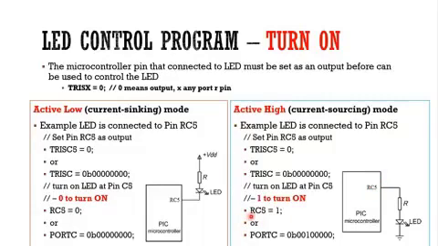Either we go individual bit or we write the whole port C, but this one only refers to bit number 5. Or we can use RC5 equal to 1. So when you run the program, RC5 will produce 1, and then the LED will turn on.